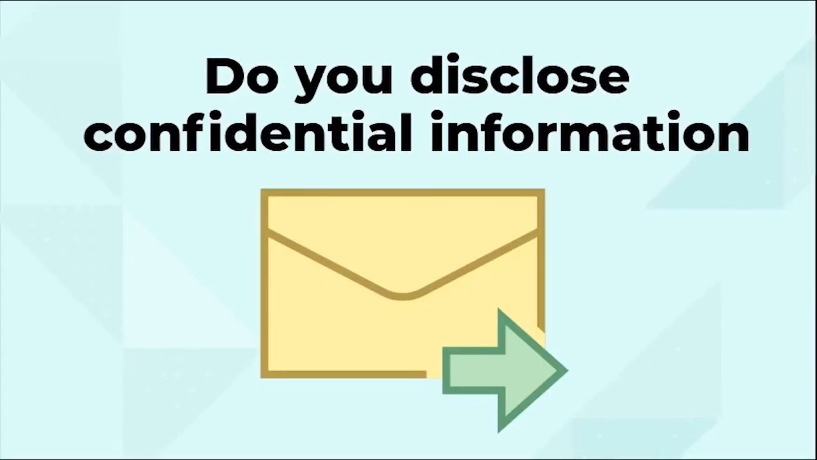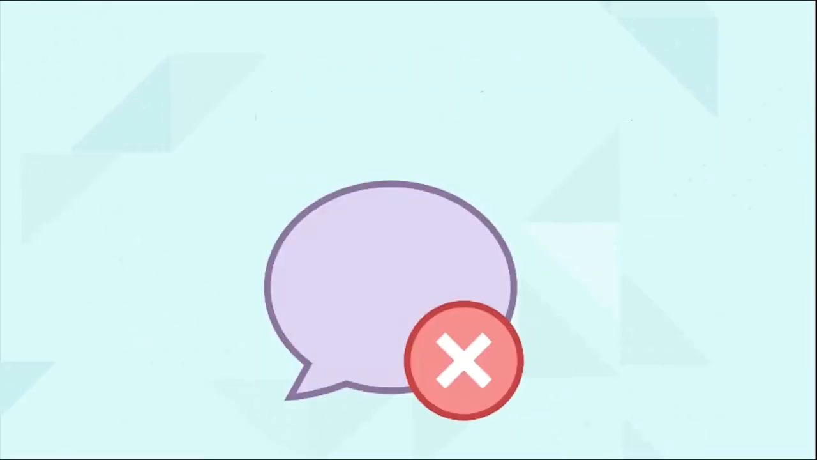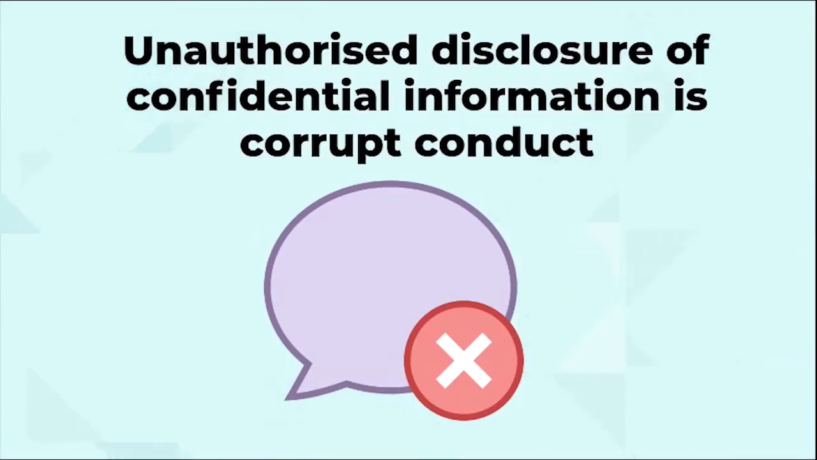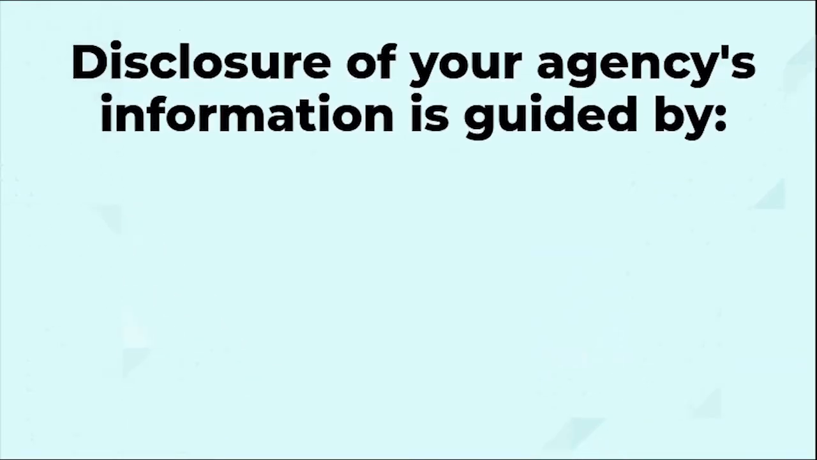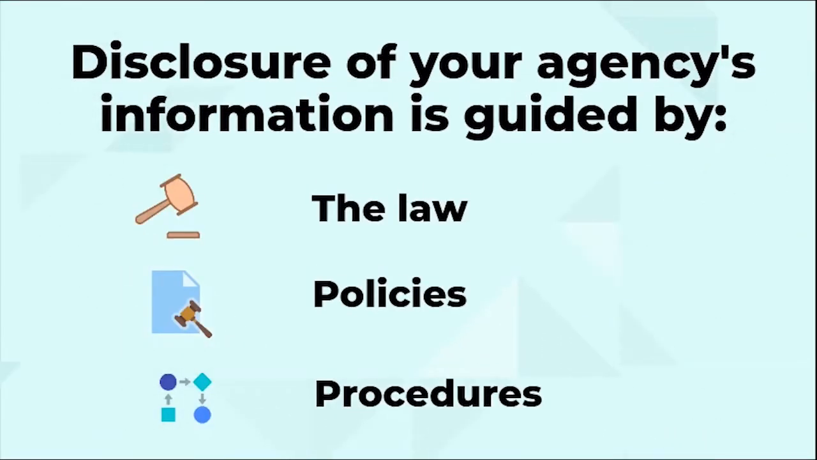Do you disclose confidential information? You need to know unauthorised disclosure of confidential information is corrupt conduct. Disclosure of your agency's information is guided by the law, your agency's policies and procedures.